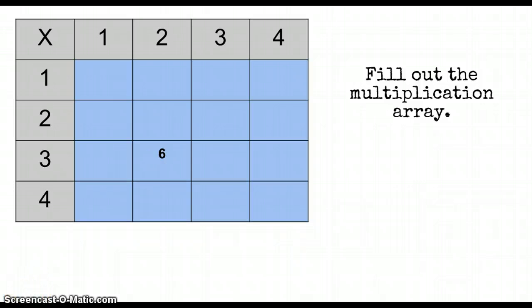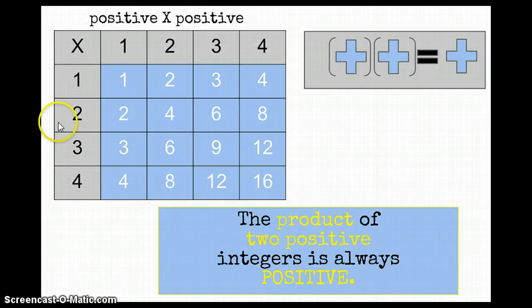This is what it would actually look like, where you write the number inside. Go ahead and pause the video and fill in the rest of the boxes in your multiplication array. In this array, you are always taking a positive number and multiplying by another positive integer. The answer, or product, of 2 positive integers is always going to be positive. We'll use blue to represent positive integers.